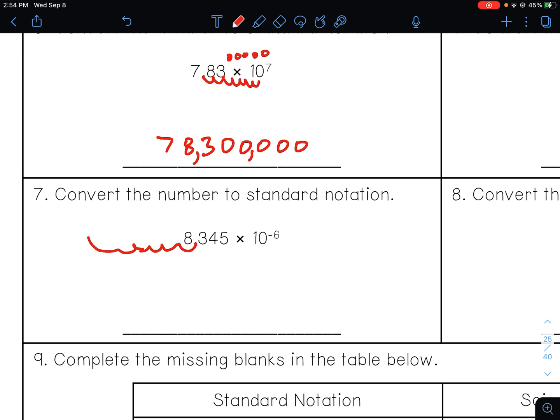Now, you may have figured out, if you move 1 place, and then you have to go 6 total, then that's like 5 zeros. So you are correct. It's 1, 2, 3, 4, 5 zeros, then 8, 3, 4, 5. And if you want, you can put that 0 up there also. It doesn't really matter.